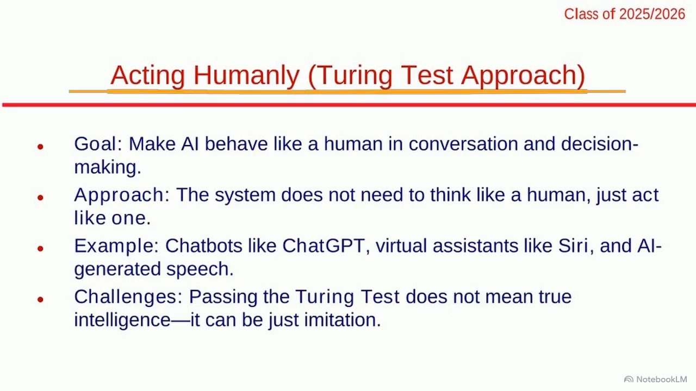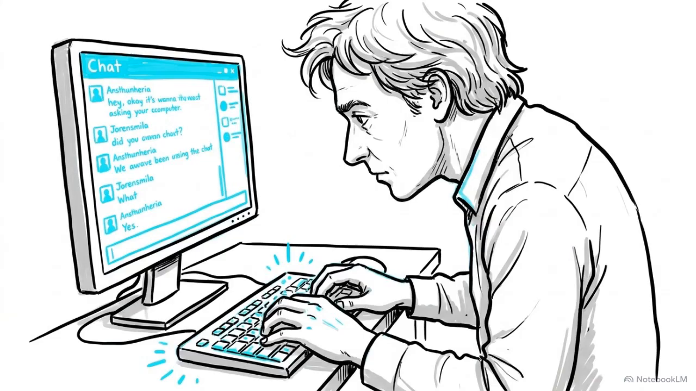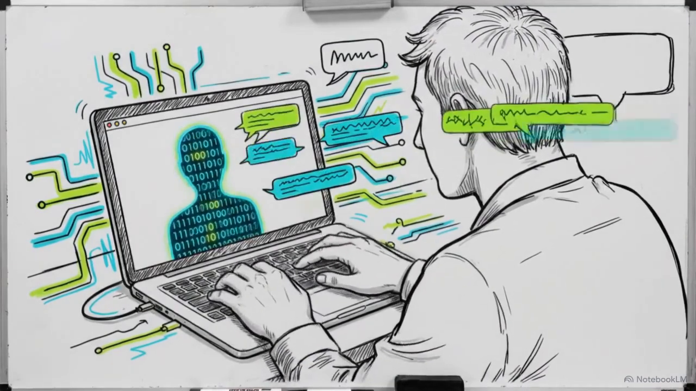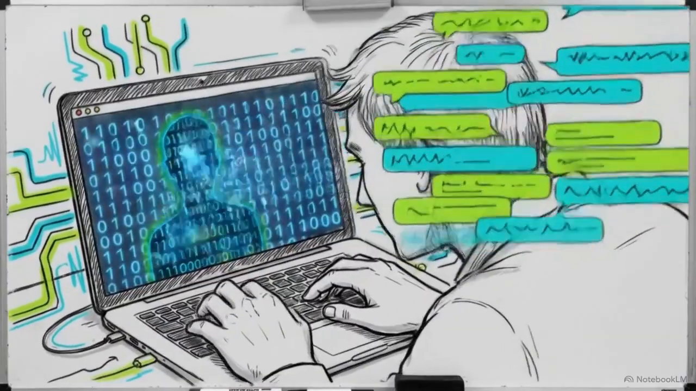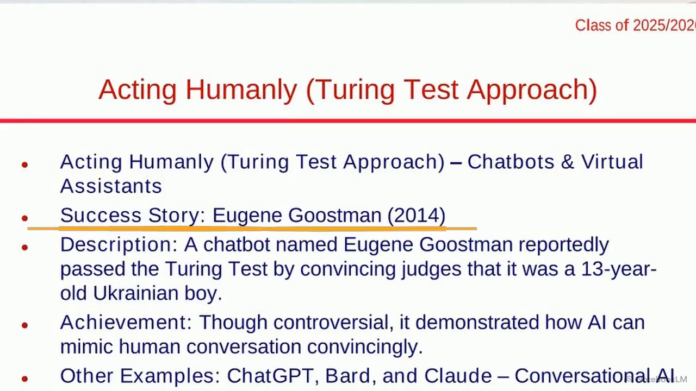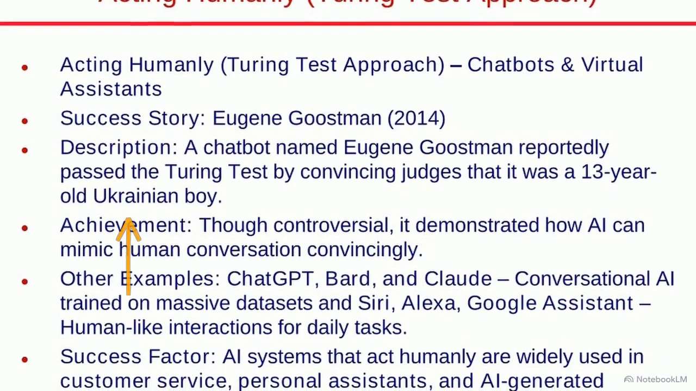The core philosophy shifts here. In this quadrant, the internal reasoning process is entirely irrelevant. The system achieves success if its external actions and outputs are convincing enough to fool a human observer into thinking they are interacting with another person. Consider the milestone in 2014, when a chatbot named Eugene Goostman reportedly passed the Turing test. It succeeded by accurately mimicking the conversational quirks and limitations of a 13-year-old boy.